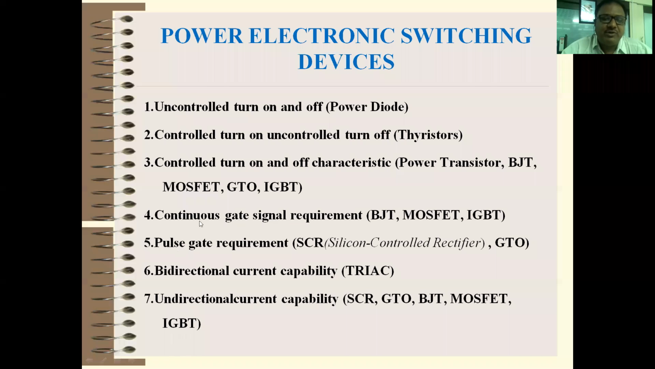So these classifications of power devices are given based on whatever gate current or base current is required, and the second one is the on and off characteristics. So it depends on that.